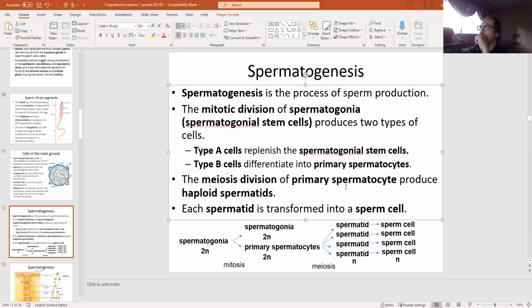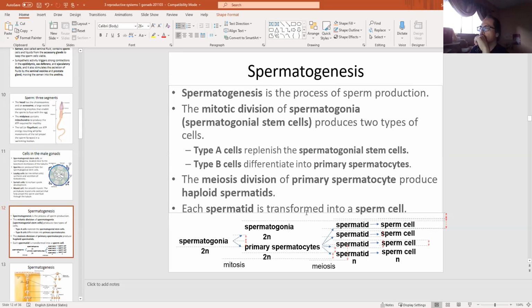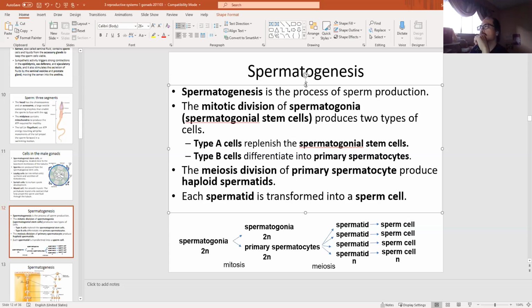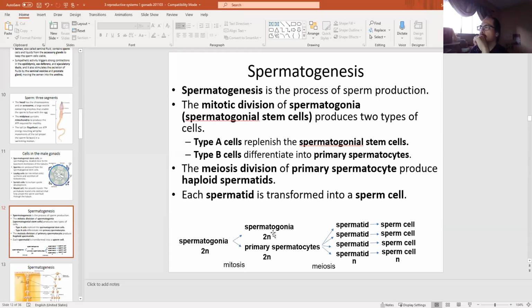All right, so it will produce 2 daughter cells. One will be the spermatogonia. The other one will be the primary spermatocyte. And then spermatocytes, primary spermatocyte, go through the meiosis. So from the diploids to produce the haploid spermatid. Then these spermatids will be matured to form the sperm cells.